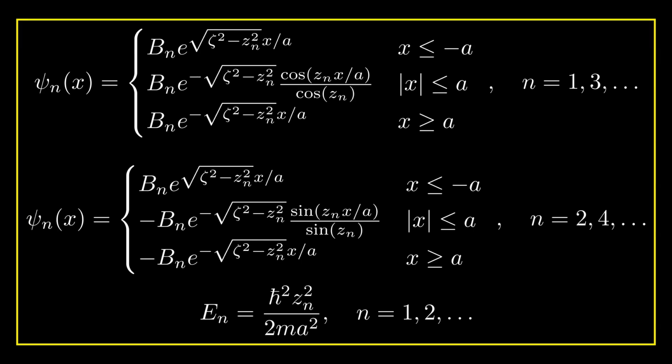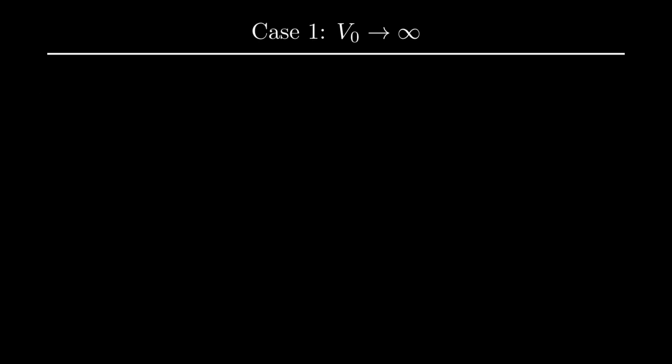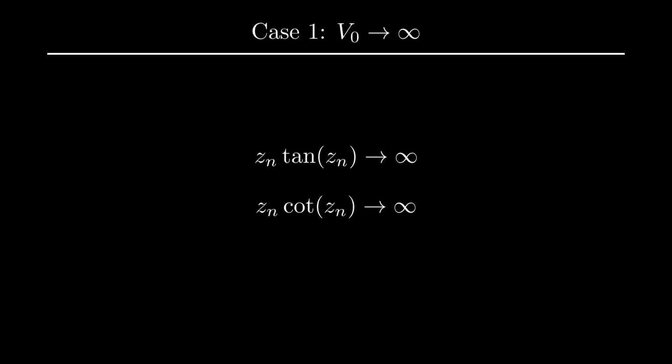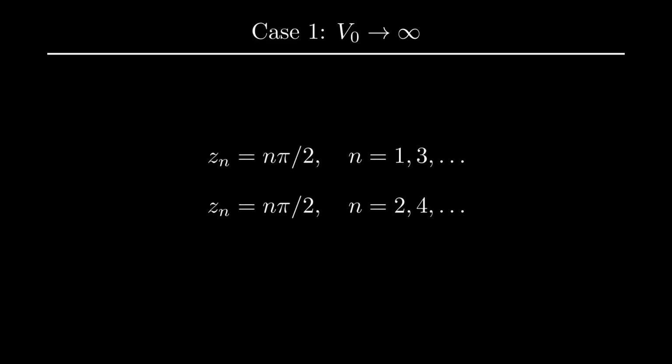Even if we can't find the allowed energies analytically in general, there are some interesting limit cases to consider. Firstly, consider what happens when v0 goes to infinity while keeping everything else constant. Since zeta squared is proportional to v0, this square root expression in our transcendental equation goes to infinity, meaning that the solution z sub n will be those for which the tangent and cotangent functions go to infinity, which occurs at z sub n equals n pi over 2.